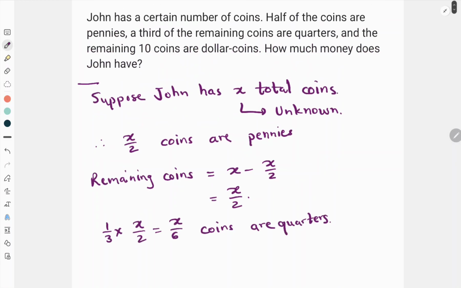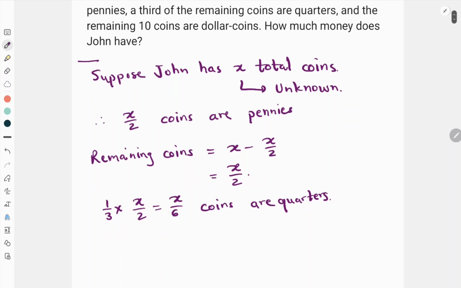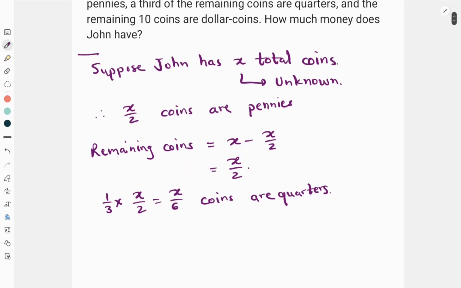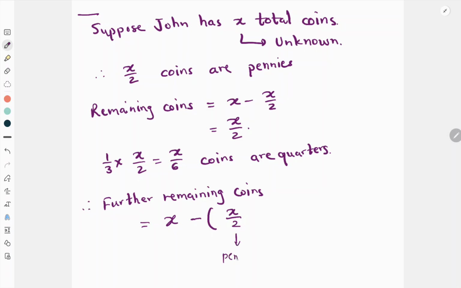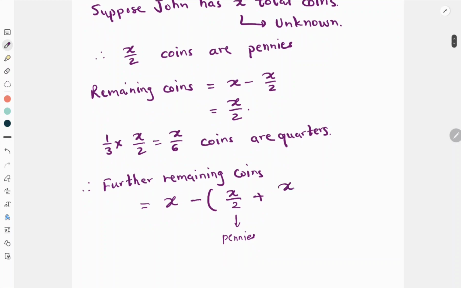And it says the remaining 10 coins are dollar coins. So we know what is remaining is 10 coins. So we can use this information to find X. So therefore further remaining coins is equal to, so we started with X coins minus X divided by 2, this is pennies, minus X divided by 6, which is quarters.